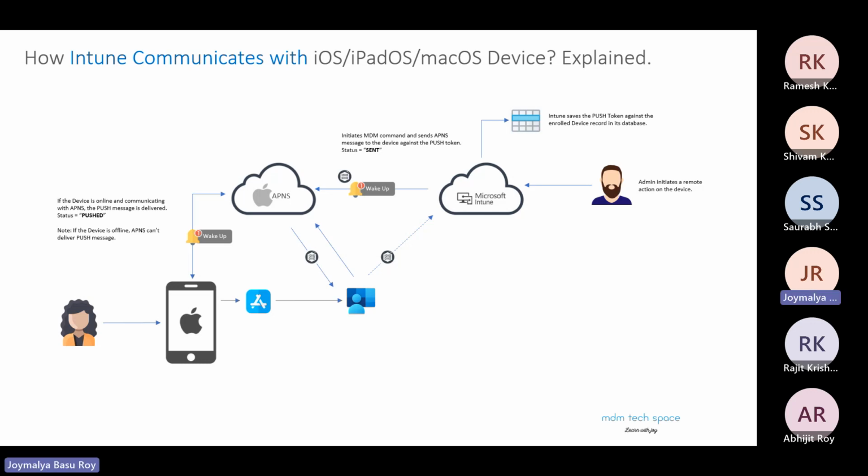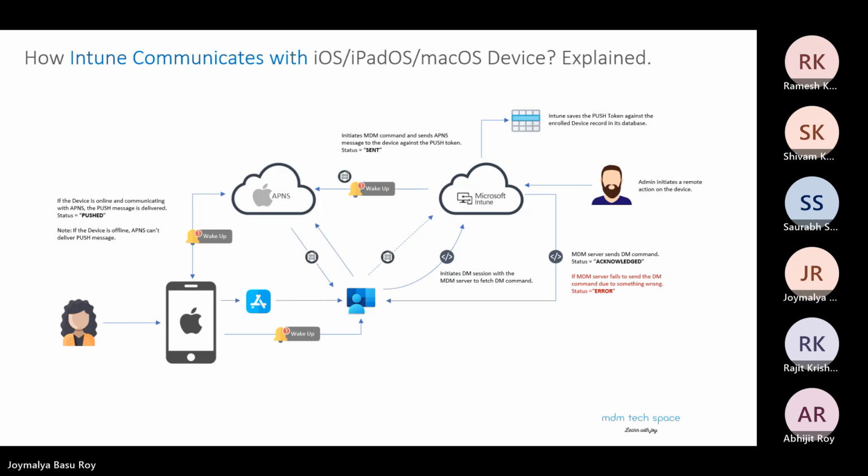Now, considering that the device is online, it received the push message. The same push message is now forwarded to the company portal app on the device. The company portal app then initiates the device management session with Intune, and Intune then sends whatever profile configuration or things that it was intending to do. And the status of the command becomes acknowledged. If any error occurs, then you get to see the error action in there.